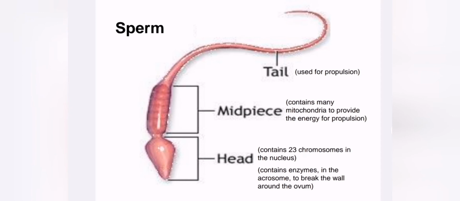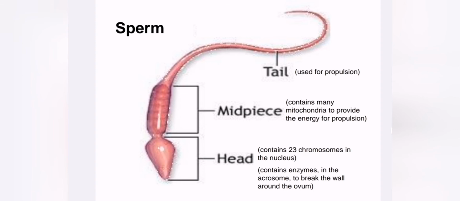The other structure found in the head of the sperm is called an acrosome, and the acrosome contains enzymes which will help the sperm to actually go into the ovum when it meets the ovum, because those enzymes in the acrosome will eat through or digest through the coating that surrounds the ovum.